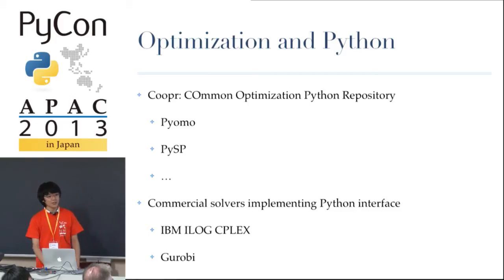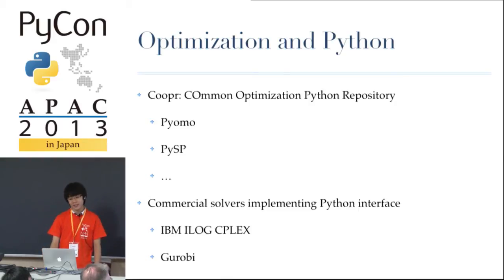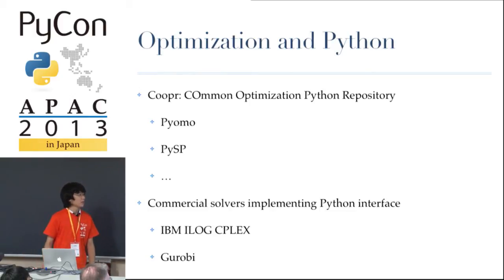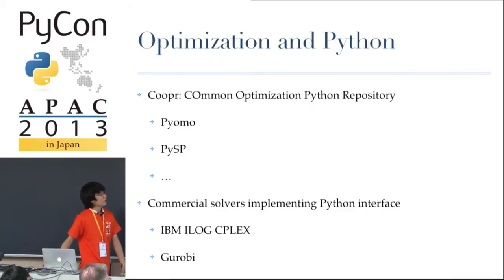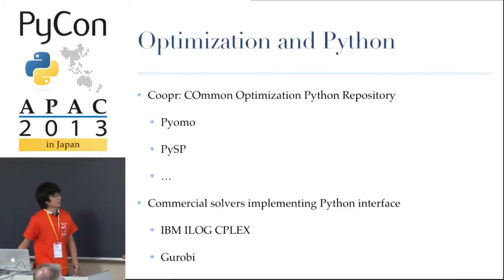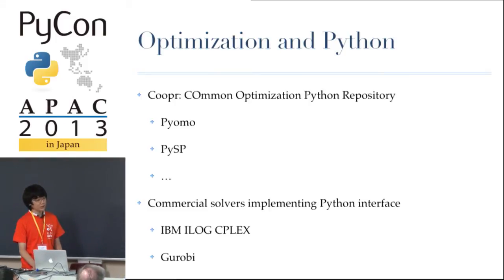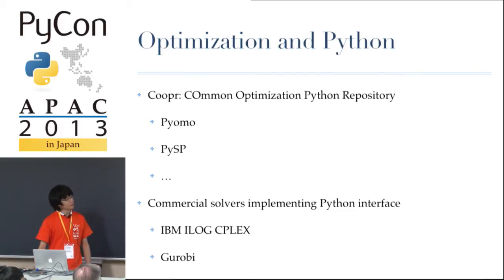In recent years, Python has become famous in the optimization community. There are some open source projects in this field. Coopr is one of them. This is a common optimization Python repository. It includes some sub-libraries such as Pyomo and PySP, about 10 in total.